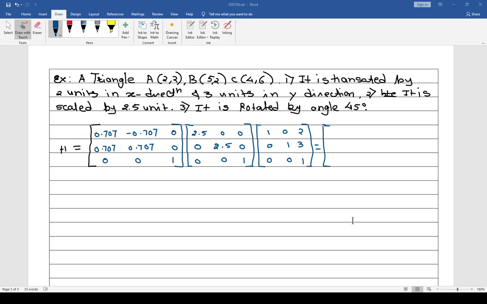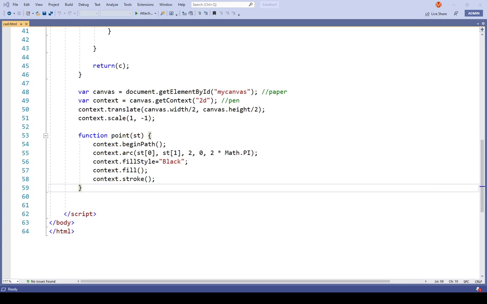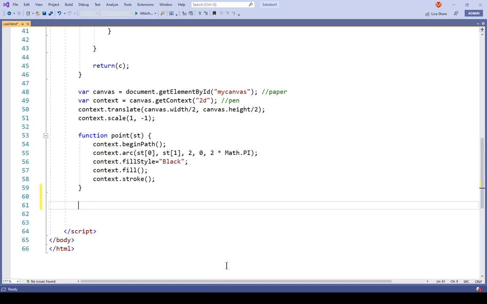Okay, so by the time I just add the code, we are going to require a few code here. So you can do the calculation. Till that time I just add the code.